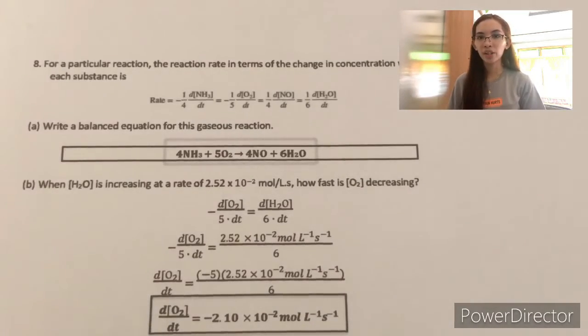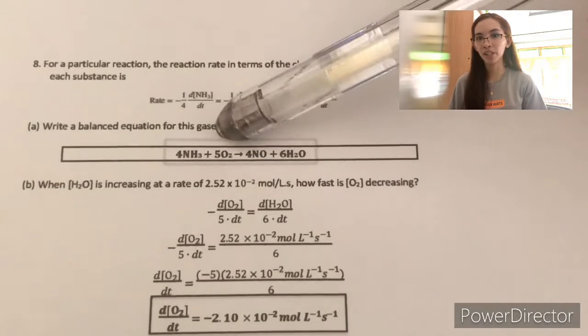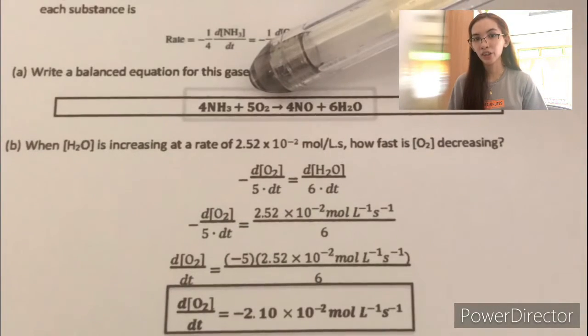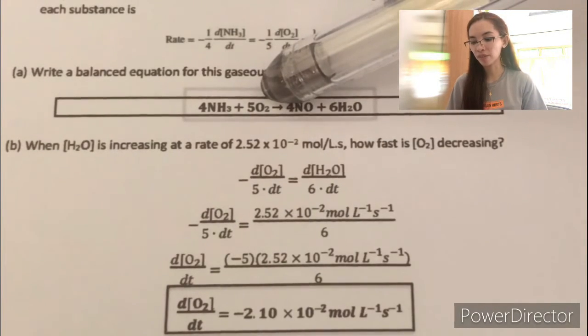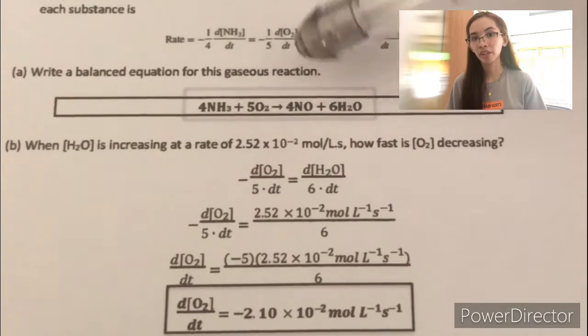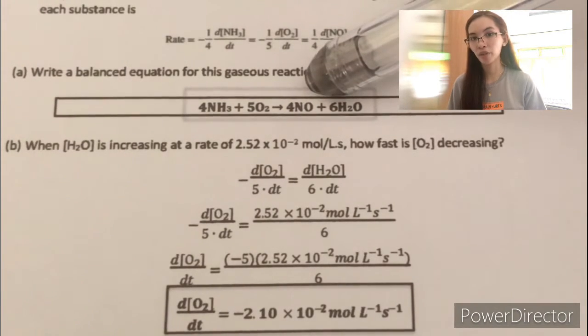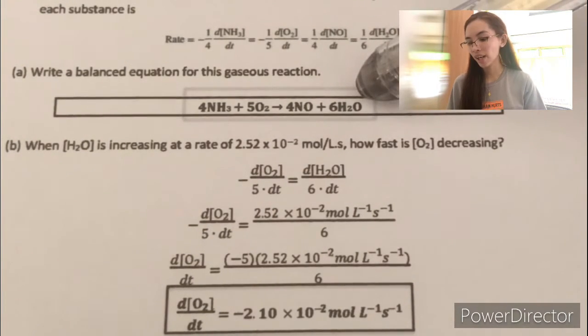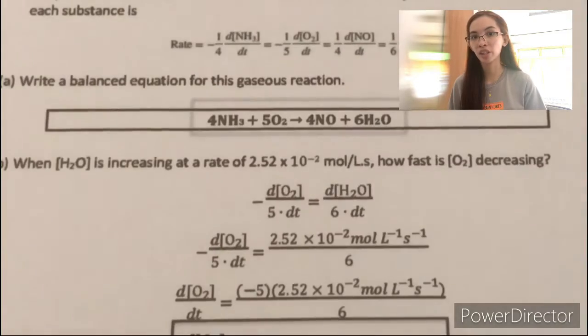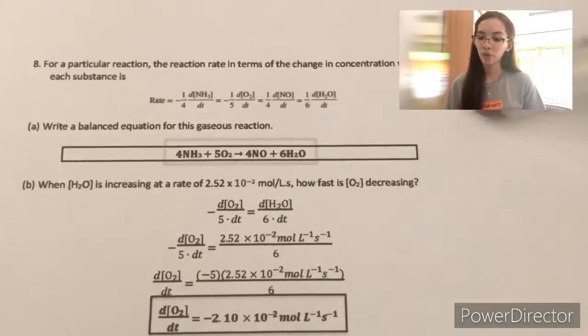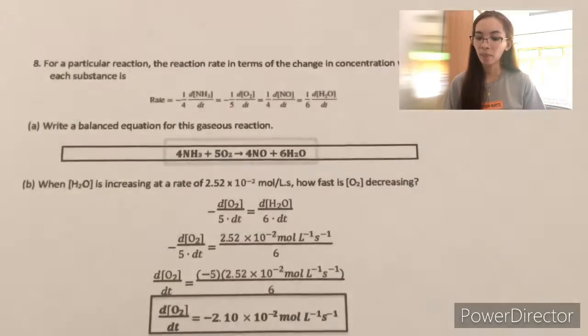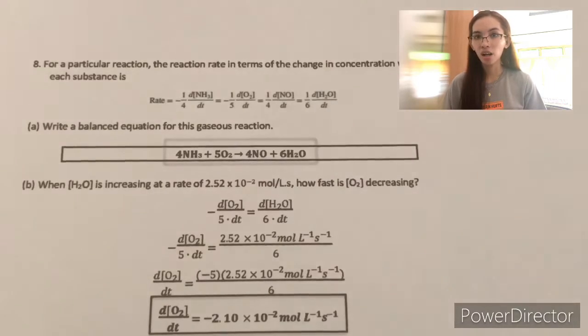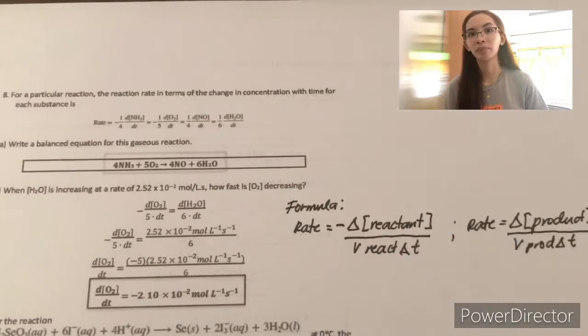So the balanced equation will be ammonia with a coefficient of 4 that is added to oxygen with a coefficient of 5 to yield a product of nitric oxide with a coefficient of 4 and hydrogen oxide with a coefficient of 6. So this will be the balanced equation of the gaseous reaction.